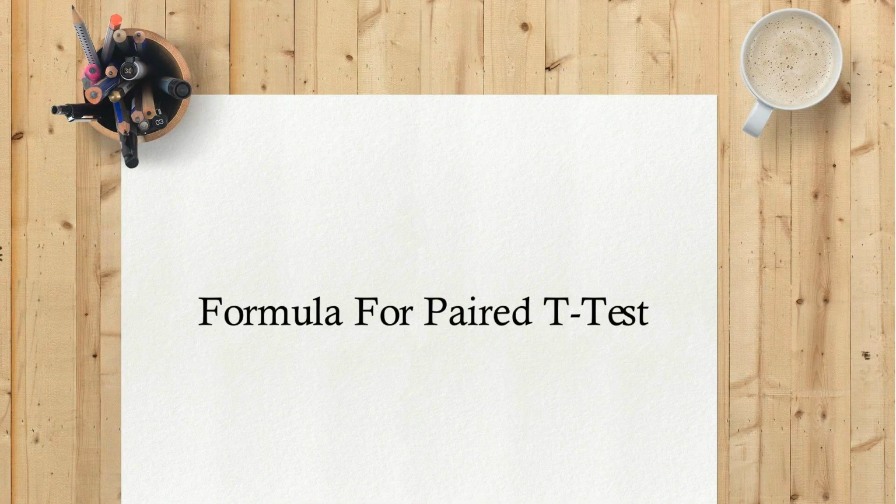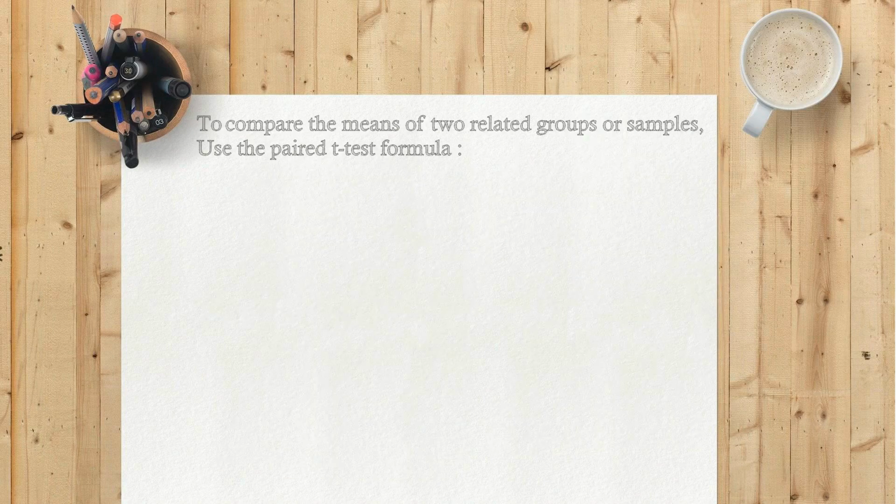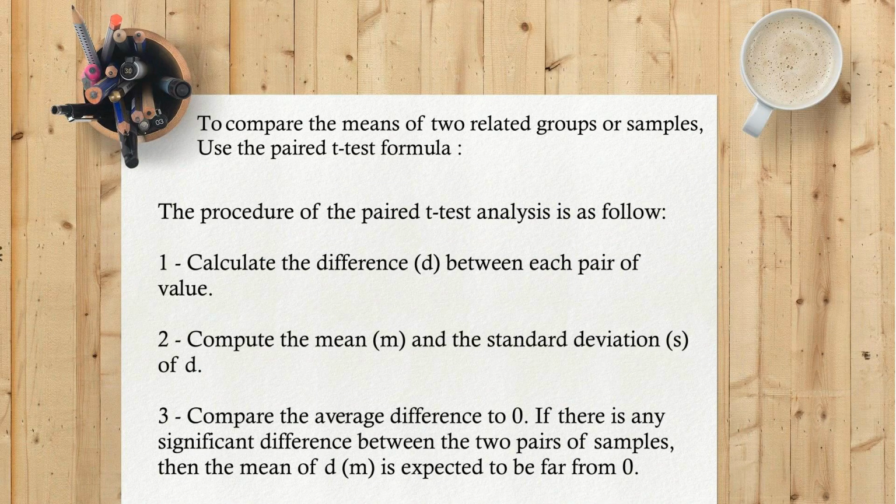Formula for paired t-test. To compare the means of two related groups or samples, use the paired t-test formula. The procedure of the paired t-test analysis is as follows. 1. Calculate the difference, d, between each pair of values. 2. Compute the mean, m, and the standard deviation, s, of d. 3. Compare the average difference to 0. If there is any significant difference between the two pairs of samples, then the mean of d, m, is expected to be far from 0.